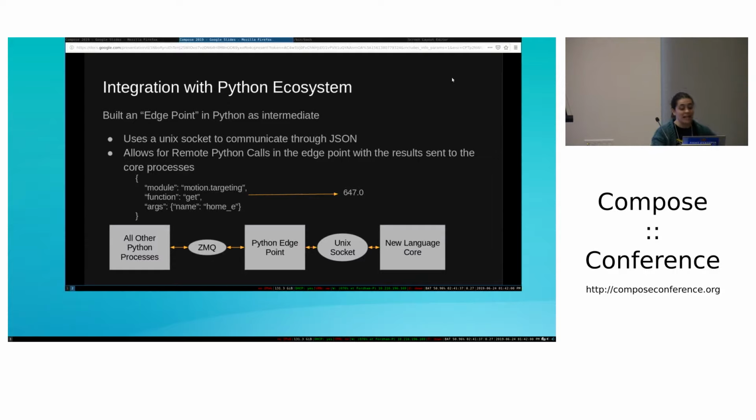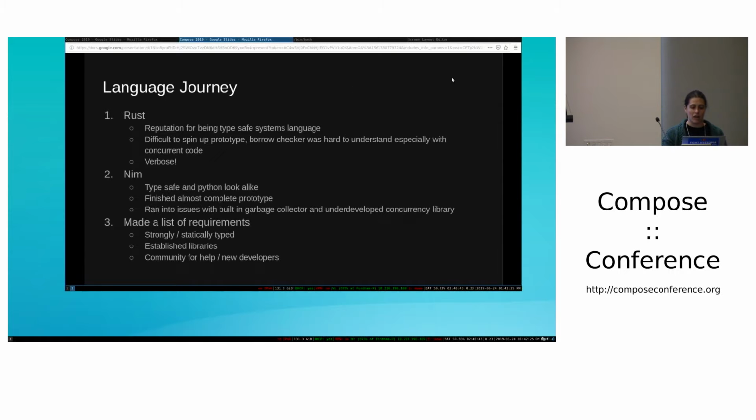Oh, sorry. Yeah, and so basically it worked with all of our other Python processes over our ZMQ. We had the Python edge point, and then we had a Unix socket that could talk to any new language. This allowed us to bring up, I think we ended up with 6 prototypes that could talk to the edge point. Only 2 or 3 had any significant behavior, but it allowed us to really explore without having to rewrite a lot of code.